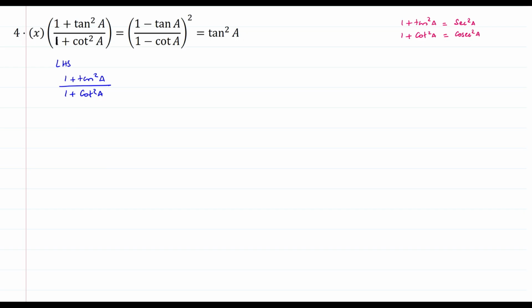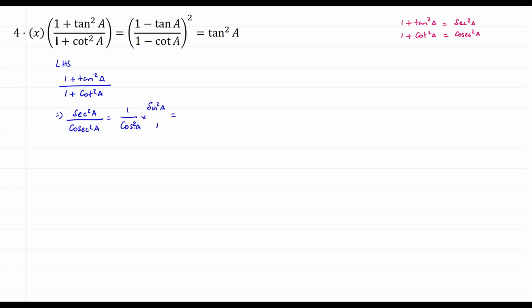Therefore, we substitute the values. This one will become secant square A divided by cosecant square A. So secant square A can be written as 1 by cos square A, and cosecant square A can be written as 1 by sin square A, and it will go up.